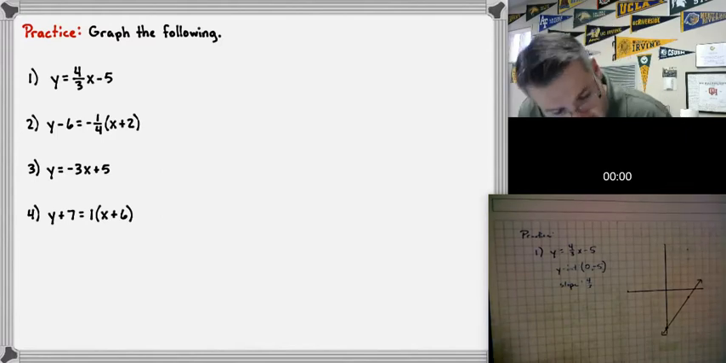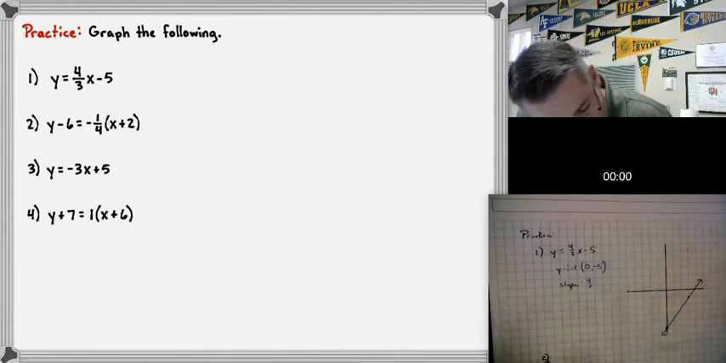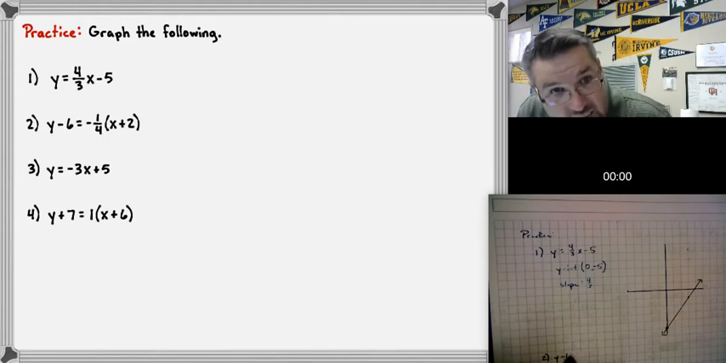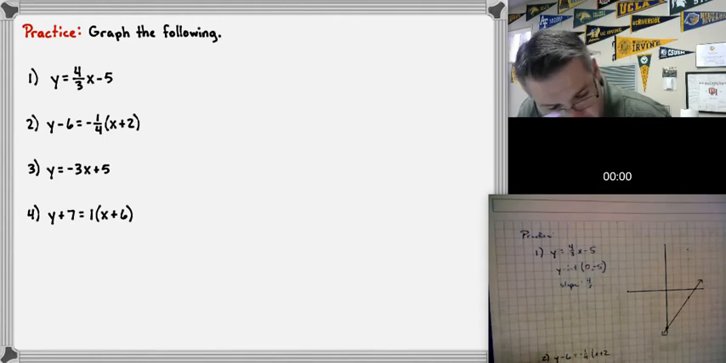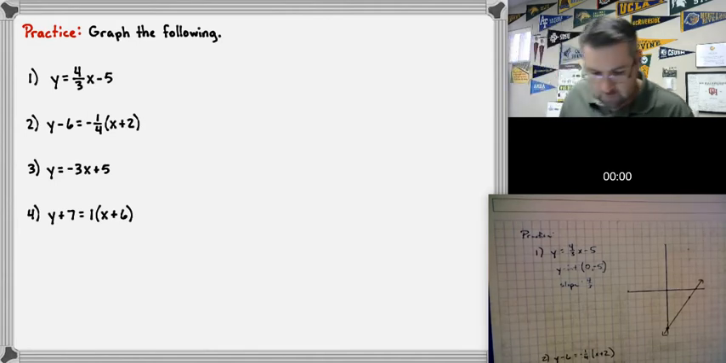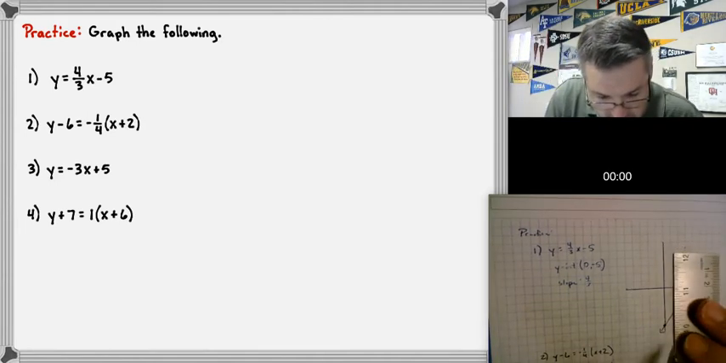Okay. For number 2, again, you should have already done this. We got y minus 6 equals negative 1/4 times x plus 2. I'm going to identify my points first. My point is the opposite of these. So it's negative 2, comma, positive 6, x, comma, y. And then, of course, the slope is negative 1/4. So go ahead and graph that.